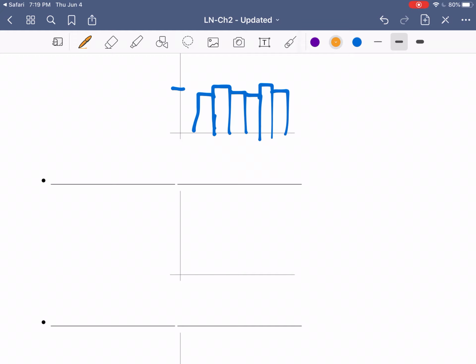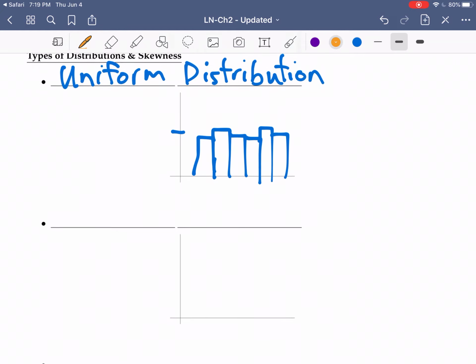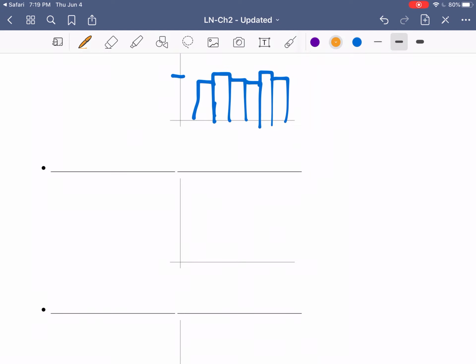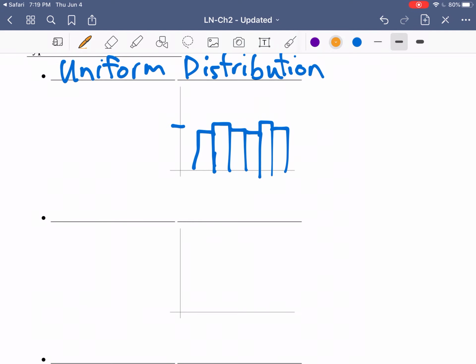In the long run, we expect those heights to stay about the same, those frequencies to occur about the same number of times. If you were to roll a six-sided die, the number of ones, twos, threes, fours, fives, and sixes, you would expect them to have about the same number for each of those. So that would be a uniform distribution.